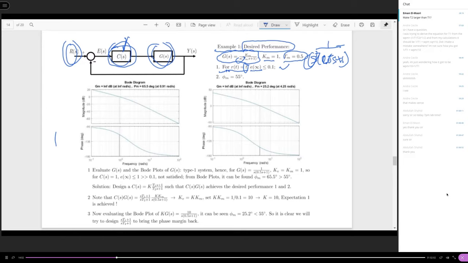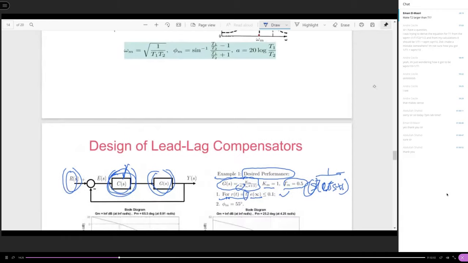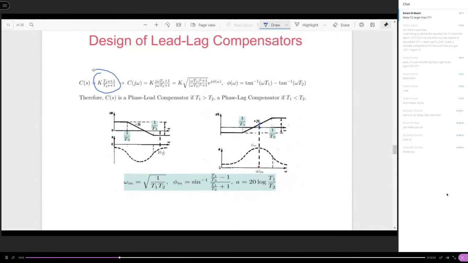Tracking for unit acceleration signals, no need to mention either, because in that case the plant itself will not be able to track that unit acceleration signal. But then you might argue, hey, I add a controller, why can't I improve that? Don't forget, we are restricting our compensator to be in this kind of format, and this compensator actually does not give you an integrator.